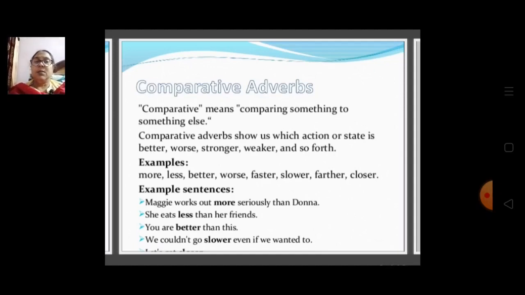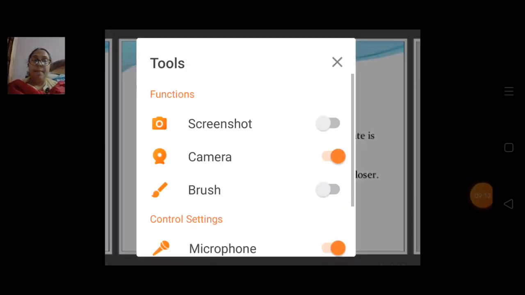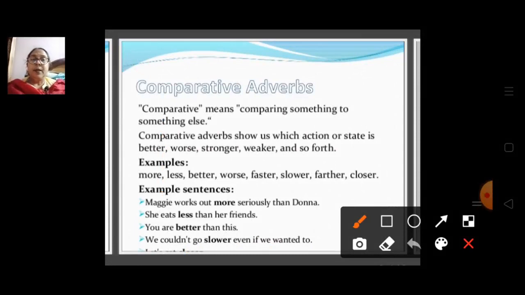Comparative adverbs show which action or state is better, worse, stronger, weaker, and so forth. For example, more, less, better, worse, faster, slower, farther, closer. These are the words used before an action, and they are able to compare one thing to another thing.